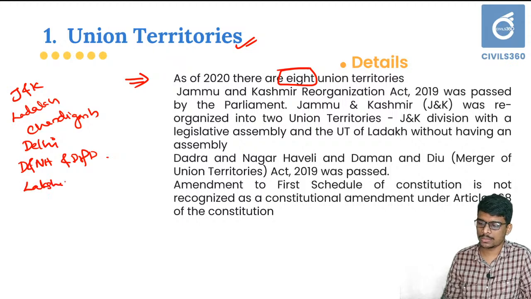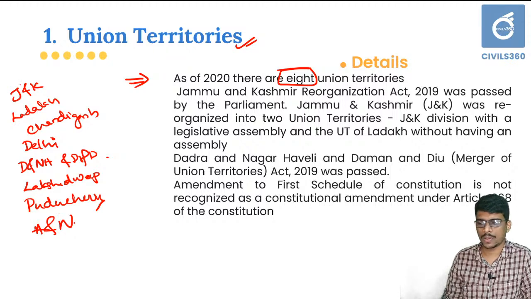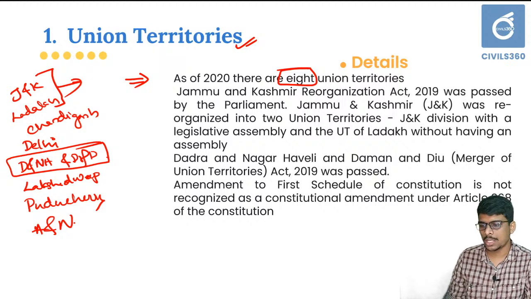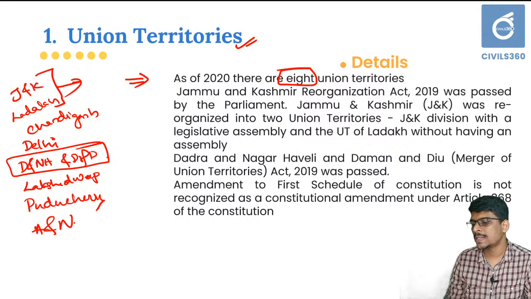Lakshadweep is there, Puducherry is there, and Andaman and Nicobar is there. 1, 2, 3, 4, 5, 6, 7, and 8. Okay, so 2 new union territories were created. At the same time, 2 different union territories were merged together to form a single union territory. So it should be understood.